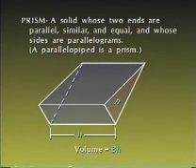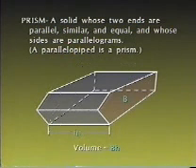The next diagram shows a prism, a solid whose two ends are parallel, similar, and equal, and whose sides are parallelograms. A parallelepiped is a prism. My God, I think I finally pronounced it right. The volume of a prism is calculated by taking the area of the base times the height.